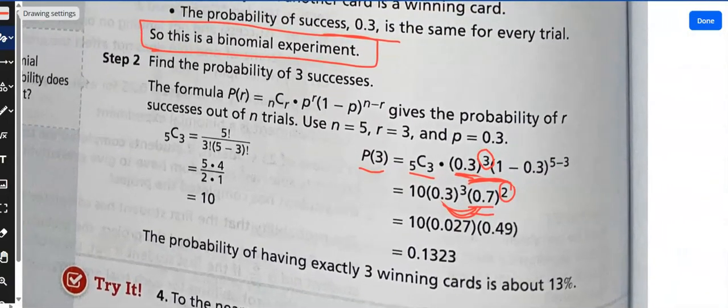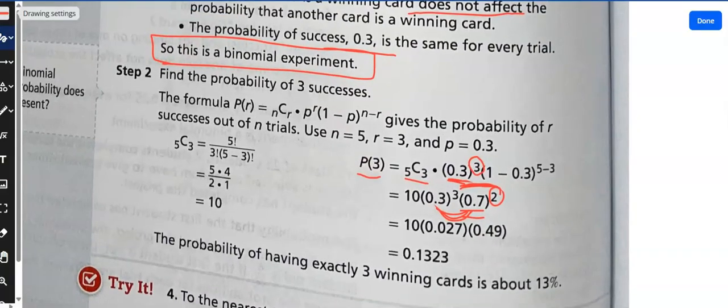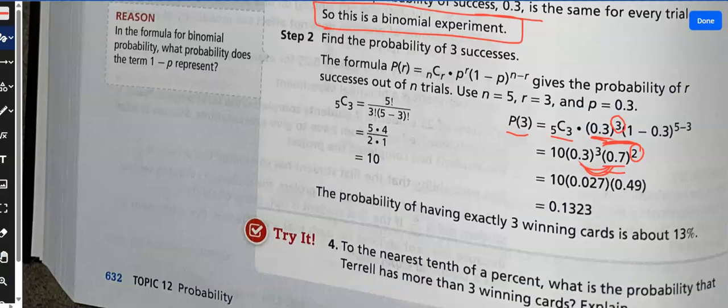What about, I don't know that they're going to do this, so let me check ahead. So they don't do it in a future problem. I wish they did. The probability of 3 or more. Okay, now that basically means you're going to have to do 3 and 4 and 5 and then add them together. So you would have to do this 3 times. Okay, so I'm going to jump over to Desmos and do it with you.